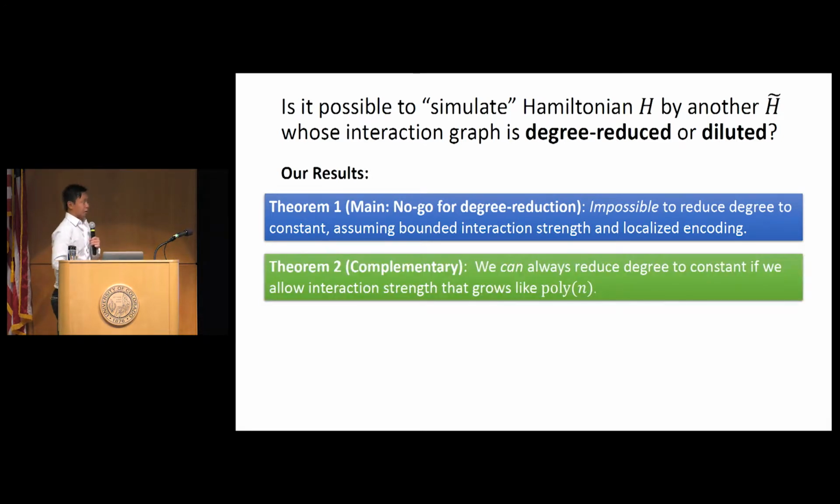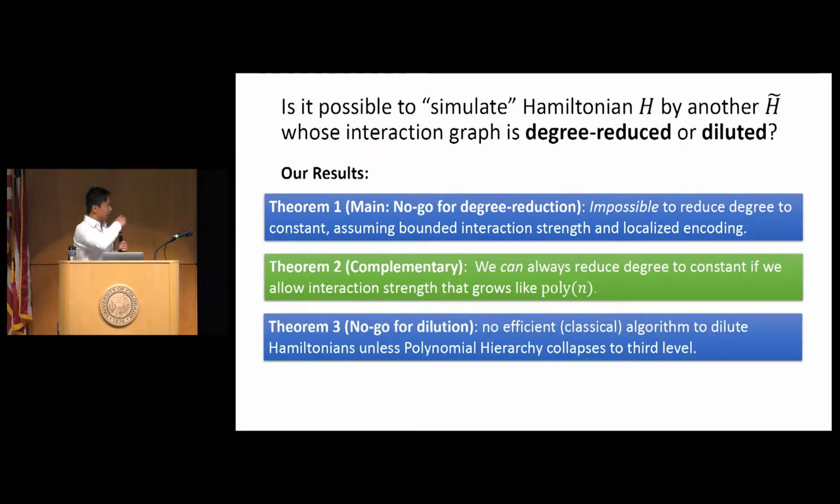Now, despite the negative result that we have, we also prove a complementary positive result: if you relax the constraint on the interaction strength, you can actually always reduce the degree to a constant if you use polynomially large interaction strength. And our third result is, again, a no-go result, unfortunately, for dilution. We show that there's no efficient classical algorithm to dilute Hamiltonians unless the polynomial hierarchy collapses to its third level.